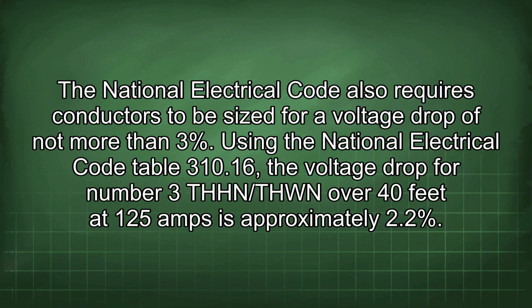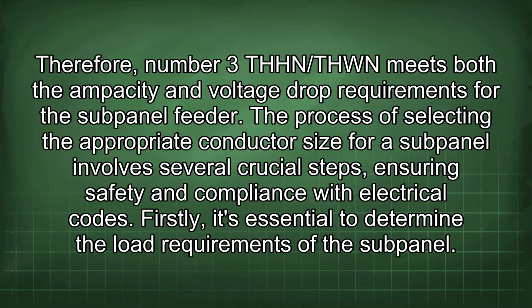The National Electrical Code also requires conductors to be sized for a voltage drop of not more than 3%. Using the National Electrical Code Table 310.16, the voltage drop for number 3 THHN/THWN over 40 feet at 125 amps is approximately 2.2%. Therefore, number 3 THHN/THWN meets both the ampacity and voltage drop requirements for the subpanel feeder.